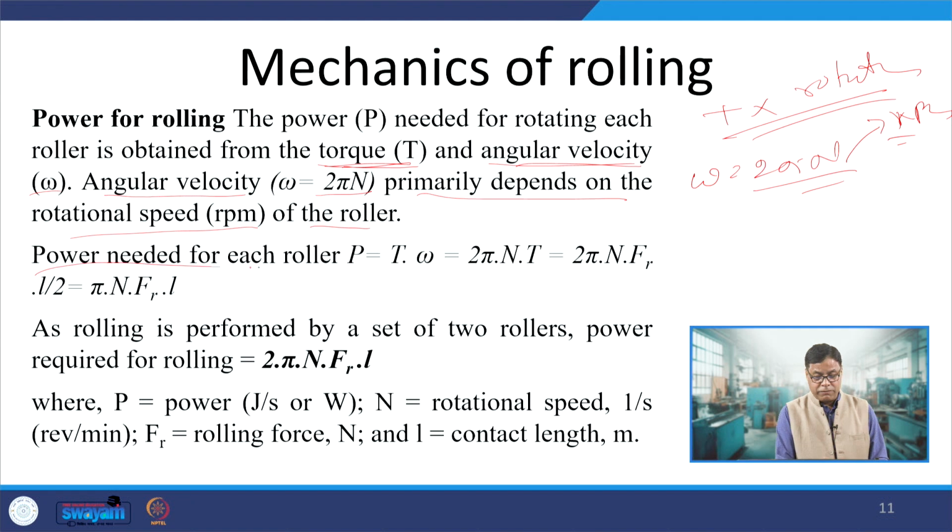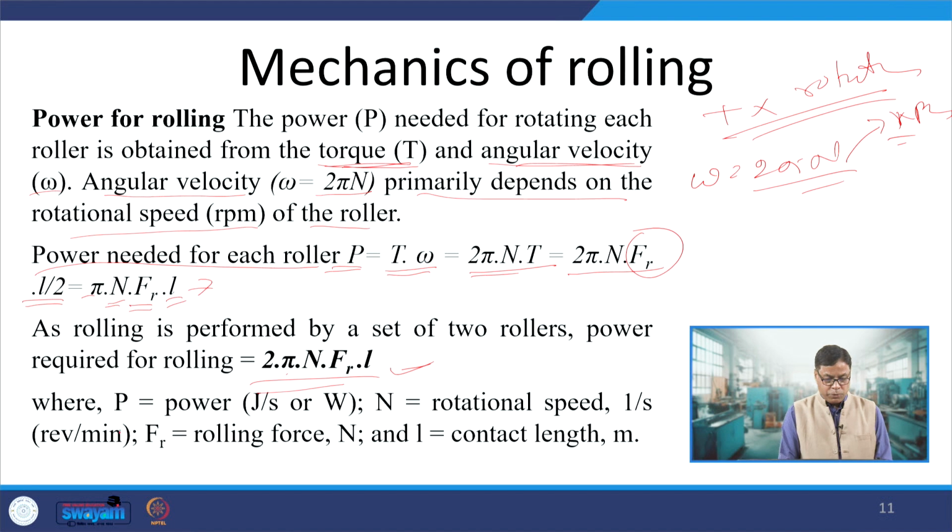So, the power required for each roller out of the two rollers is P equal to T into omega. So, then we get 2 pi n T, or 2 pi n Fr into L by 2, where Fr is the rolling force. Our simplified equation becomes pi n Fr L, where n is the rpm, Fr is the rolling force and L is the contact length. As the rolling is performed by a set of two rollers, the power required for rolling will be twice of pi n Fr L, where P is the power required, n is the rotational speed, Fr is the rolling force and L is the contact length.